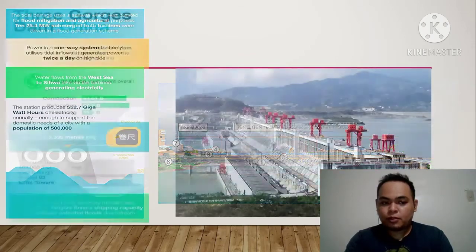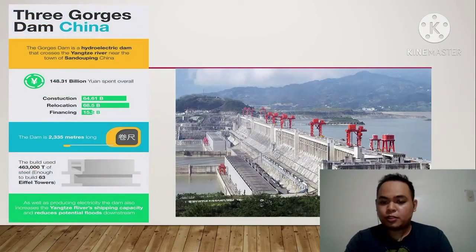Next example is Three Gorges Dam, China. The dam is a hydroelectric dam that crosses the Yangtze River near the town of Zhangjiuping, China. The construction of the dam started in 1994 and was completed in 2006. The dam cost 148.31 billion yuan from construction to relocating and financing.